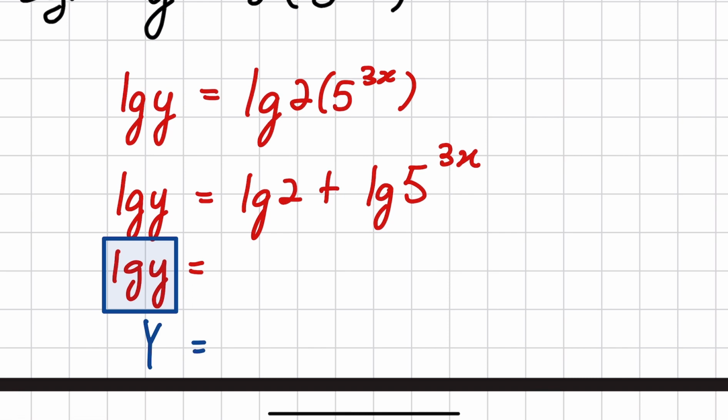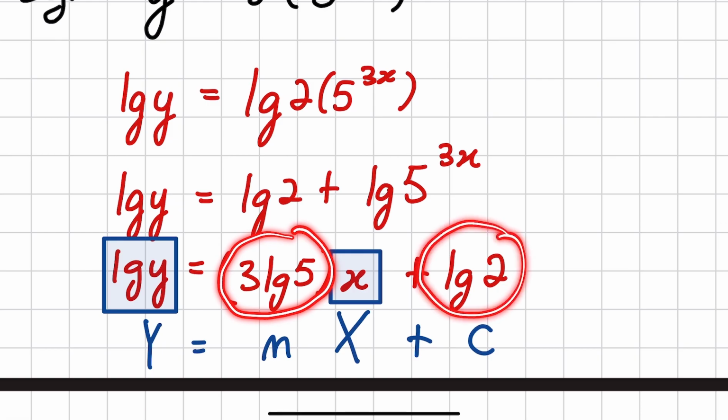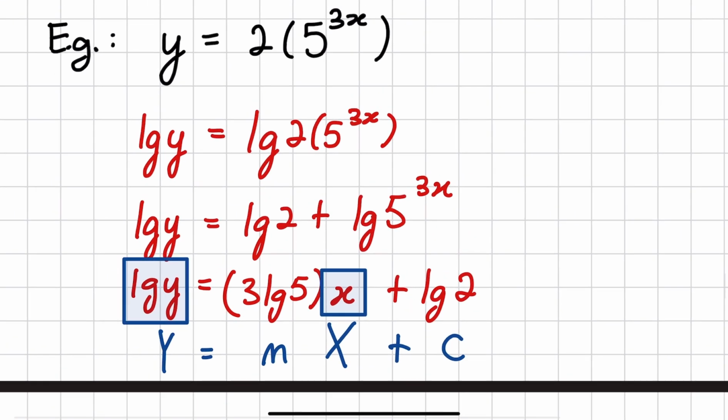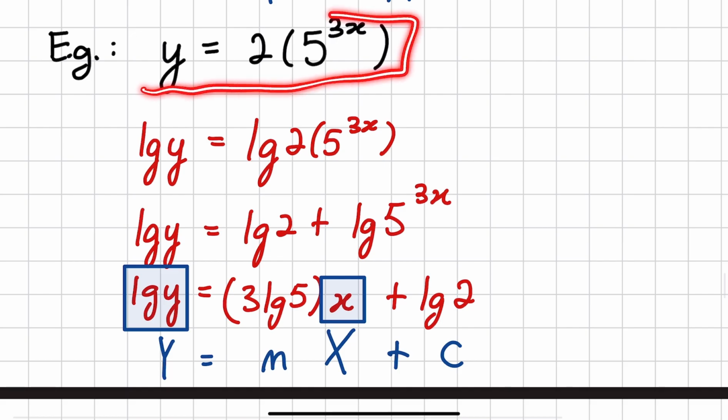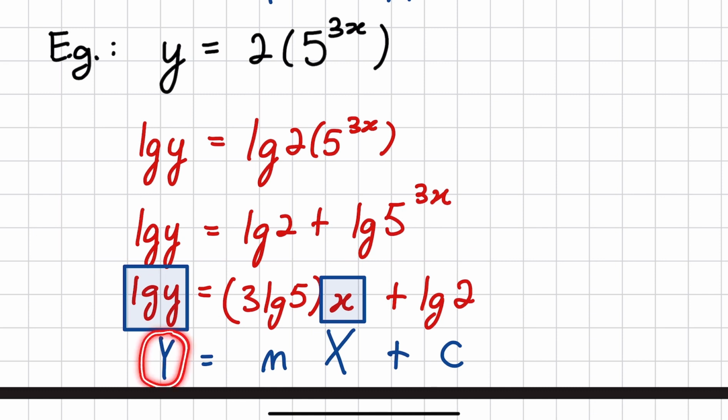I can rewrite this to become mx, which is 3 log 5, the whole thing times x, plus log 2. And I can see this is mx plus c. My x is simply this x over here, and this will give me the gradient and the y-intercept of this graph. So with that, I've arranged a non-linear equation into the form of y equals mx plus c, whereby my new y now is log y, and my x is just x over here.